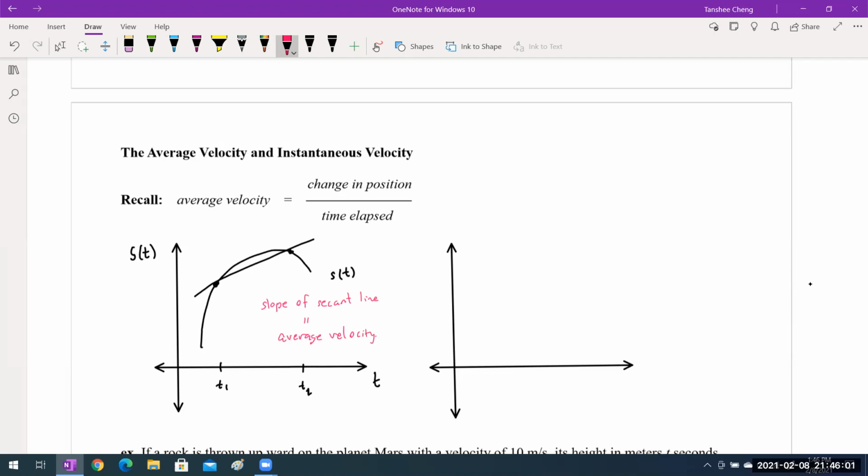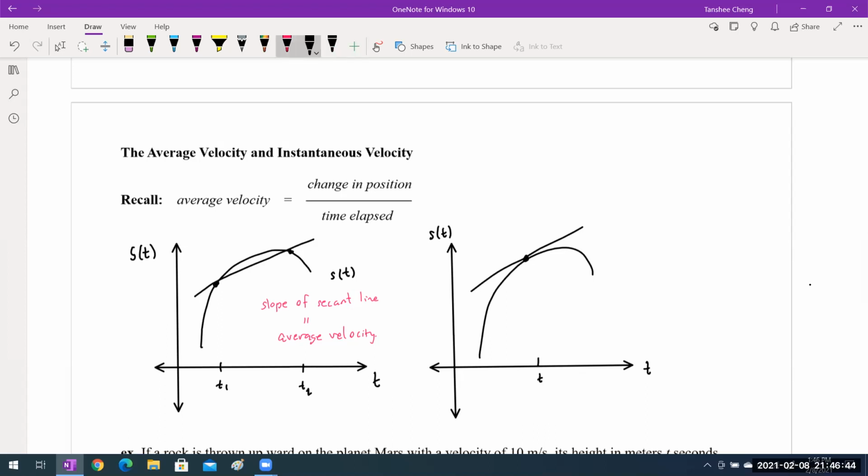Now, what we want most of the time in this kind of application problem is not within a time interval. A lot of times what we want is the velocity at a particular time. So if you look at this point, what is the velocity at this point, which is the rate of change at that particular point? That is what we were trying to predict in the previous example, which is the slope of the tangent line.